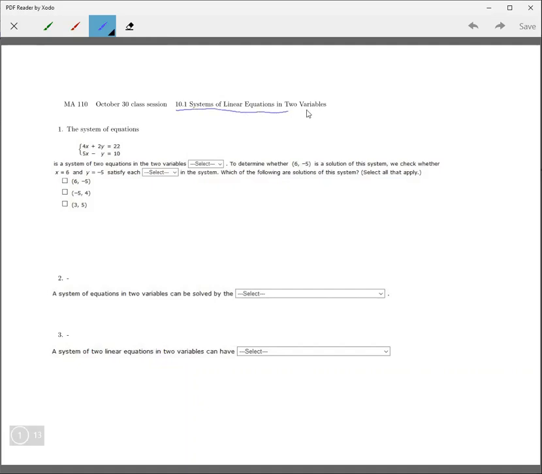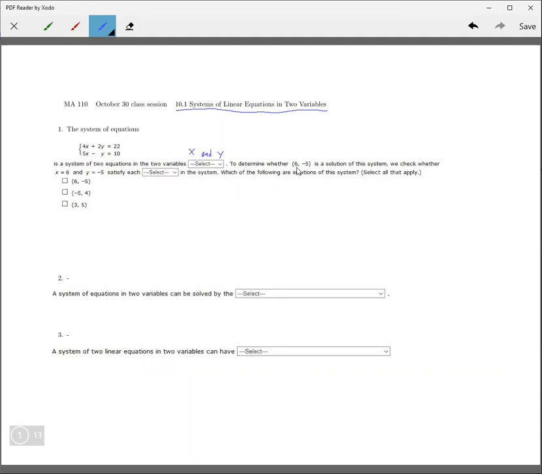Systems of linear equations in two variables. Okay, so here we have two linear equations, and this is a system of two equations in the variables x and y. It can be in two other variables. You could have u and v, or you could have something else.